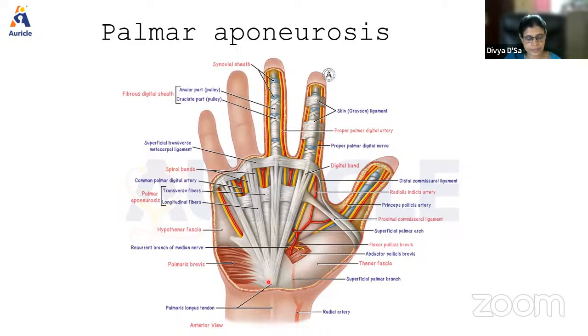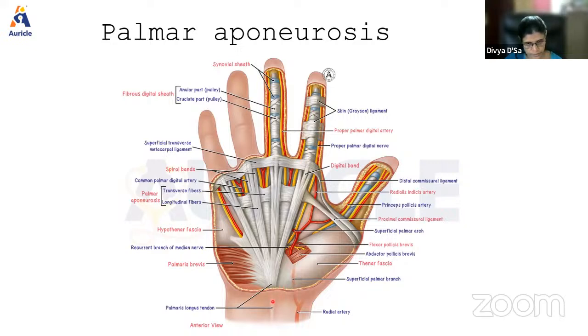Okay, so the apex is directed proximally towards the wrist, and its base is directed distally towards the root of the fingers. So here the palmar aponeurosis will have an apex, a base, a medial border, and a lateral border. The apex here is narrower and blends with the flexor retinaculum.